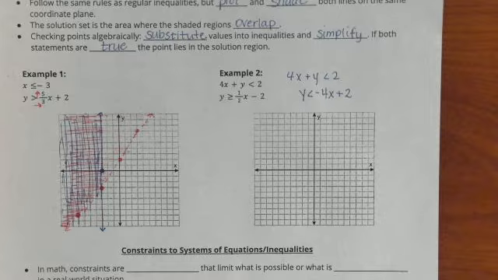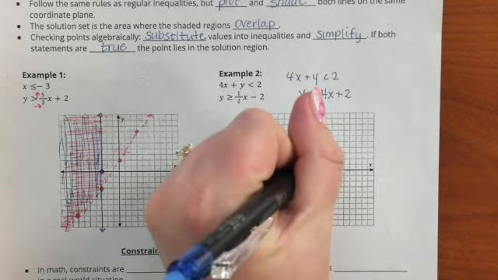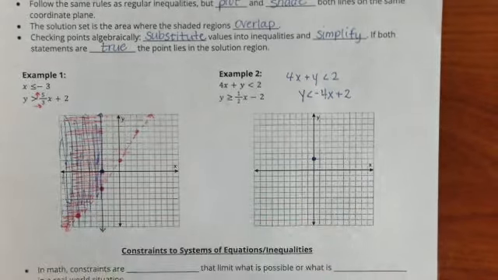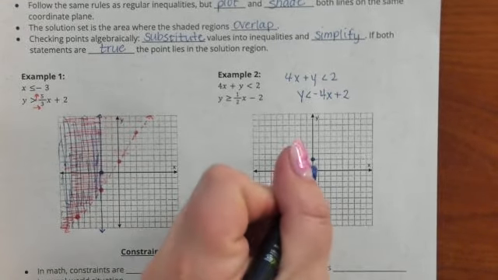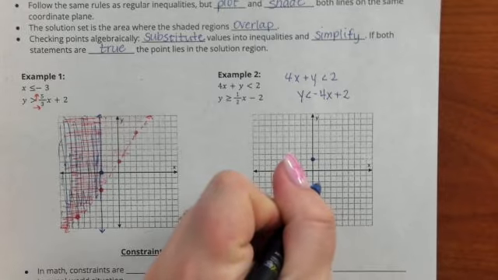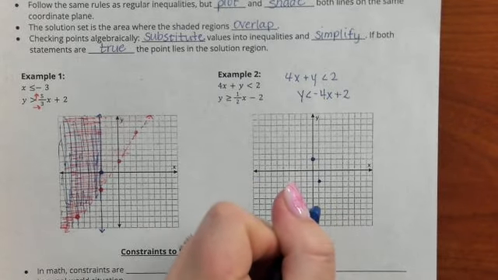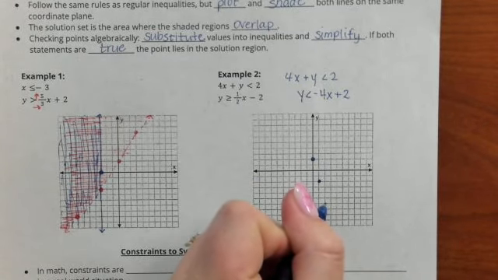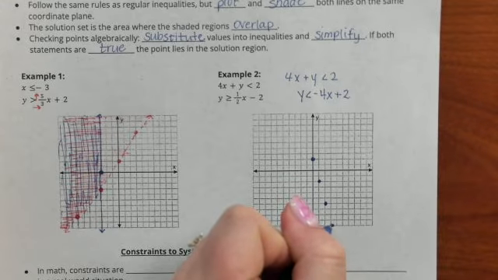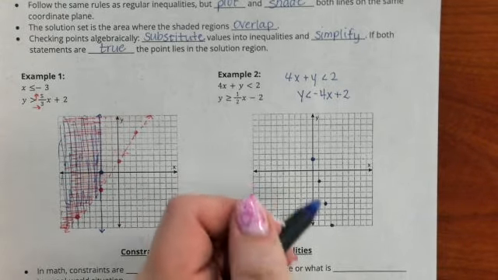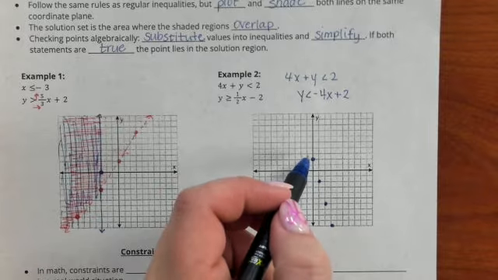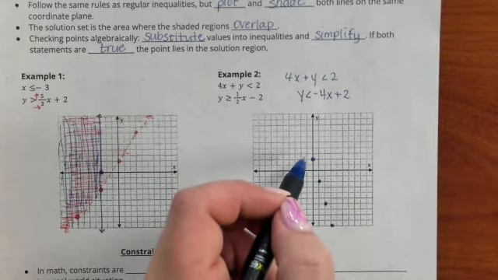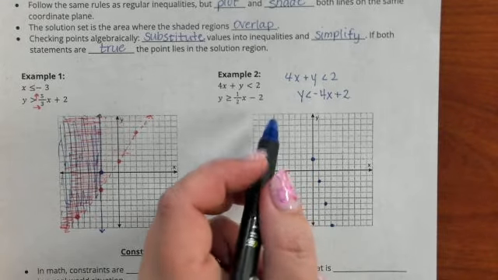Alright, so let's go ahead and graph our first one. We have a y-intercept of 2, so we're going to start there. And then we have a slope of negative 4, so we're going to go down 4 and over 1. And to fill in the left side of my line, I need to go opposite directions. So instead of going down 4 right 1, I need to go up 4 left 1.